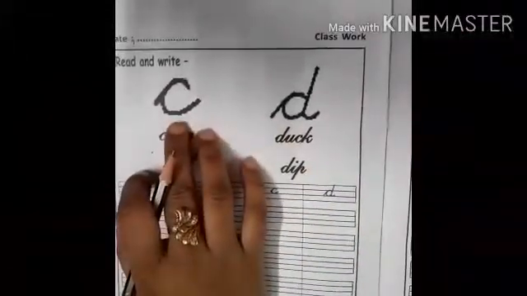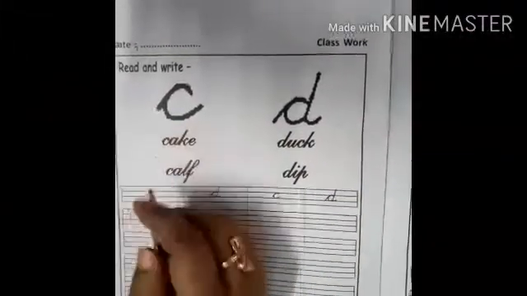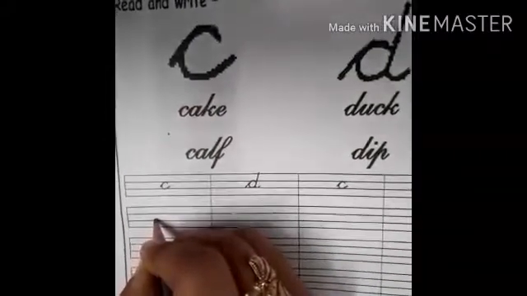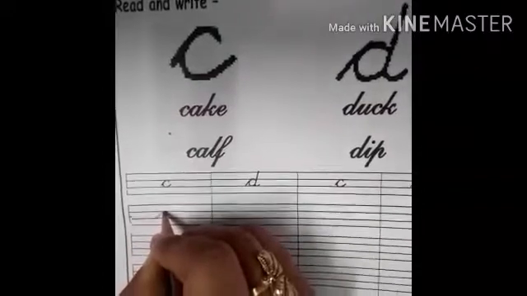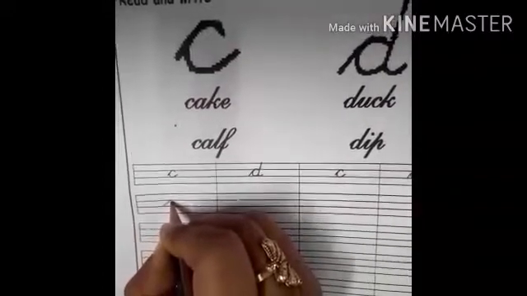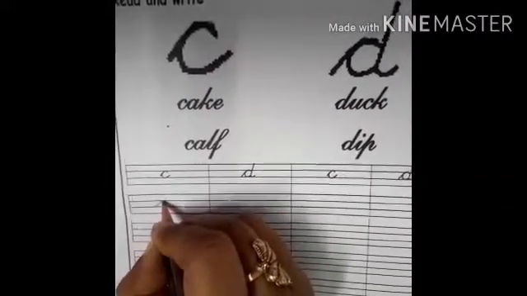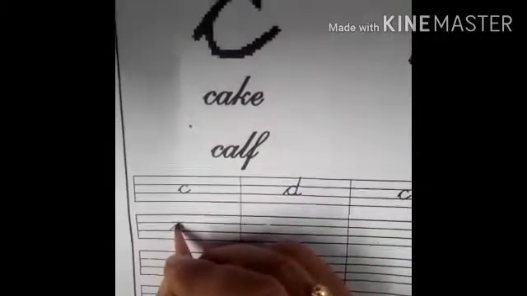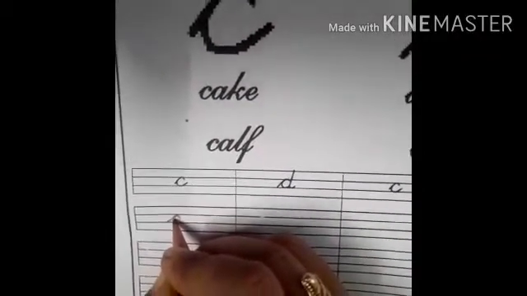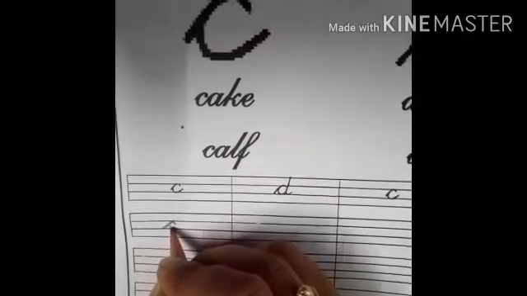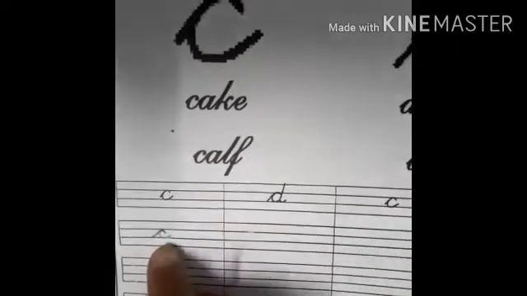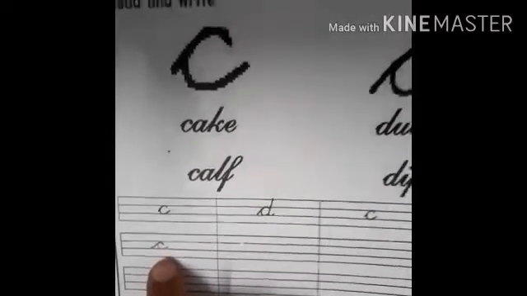To write small cursive C, start from third line and go up to the second line and make a little curve inwards. From here we will make another reverse curve downwards which touches the third line and finish it like this. This is how to write small cursive C.